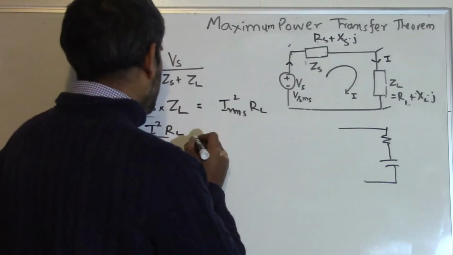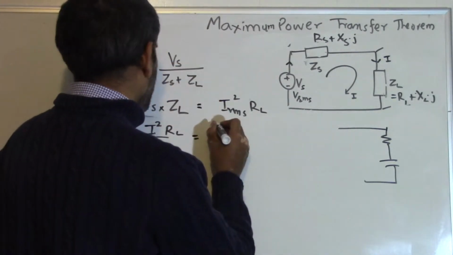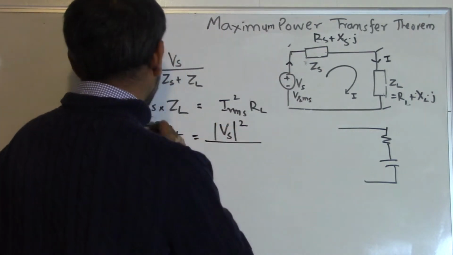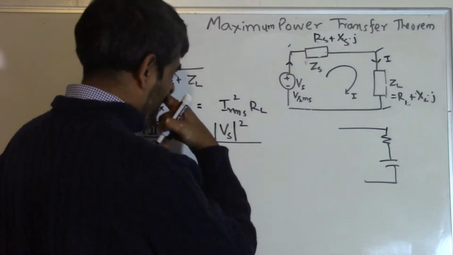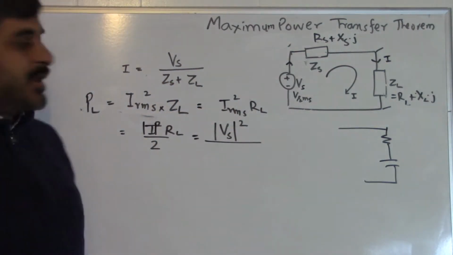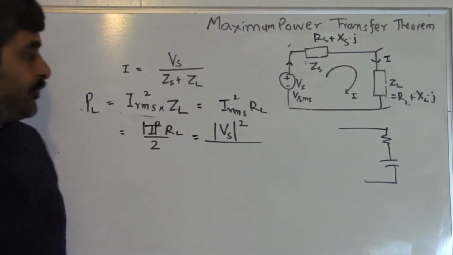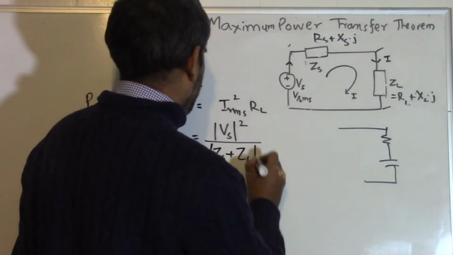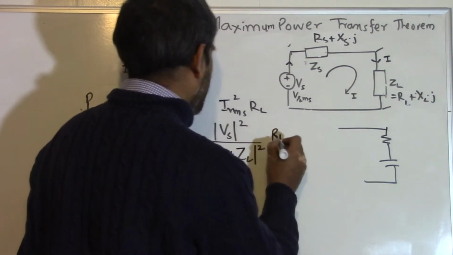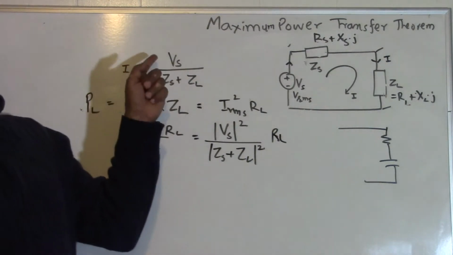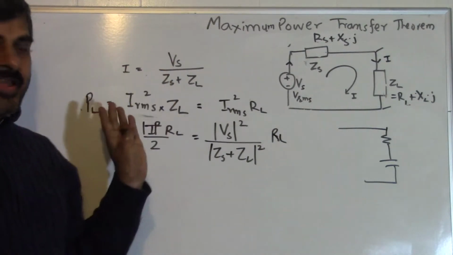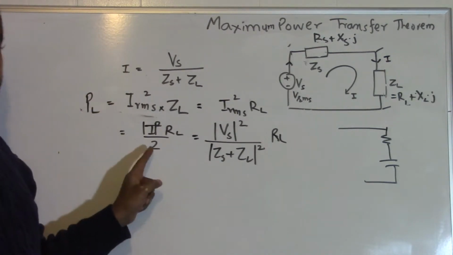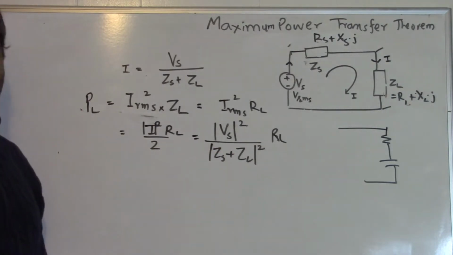I RMS squared is actually the mod of Vs squared divided by the mod of Zs plus Zl whole squared, multiplied by RL. The I here is actually a phasor with components on the x and y axes, but eventually the average power does not have a vector, and that's how we are going to represent it.